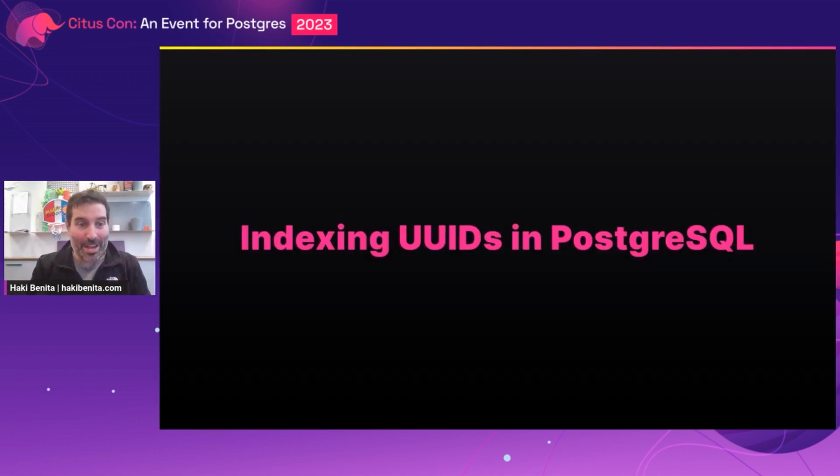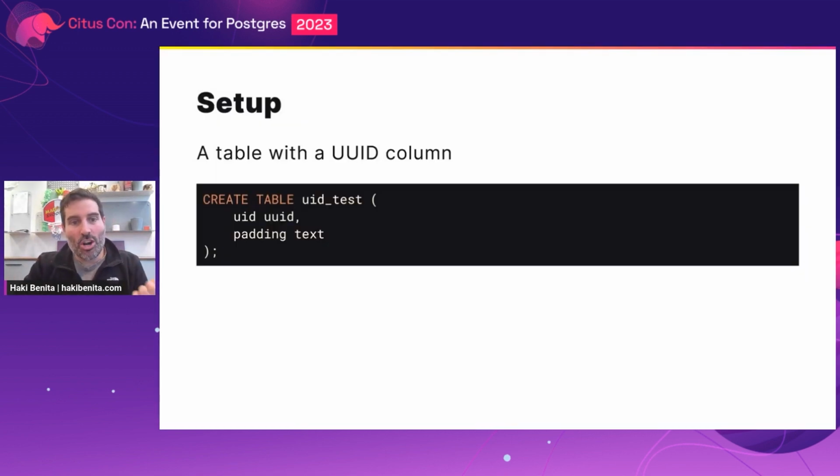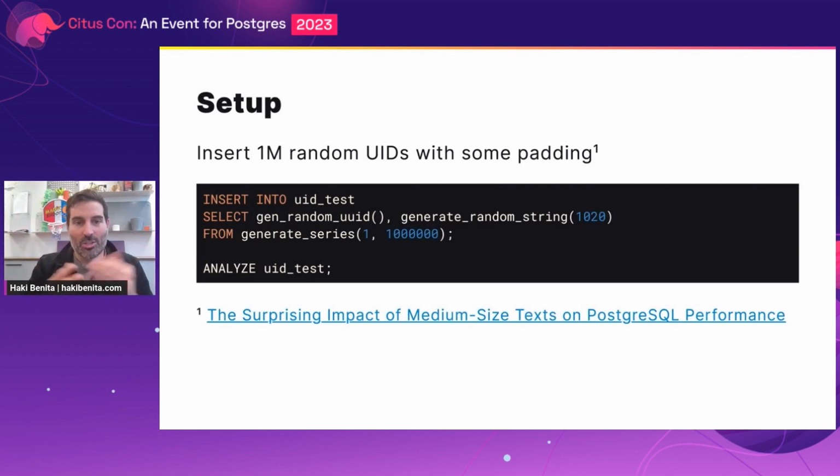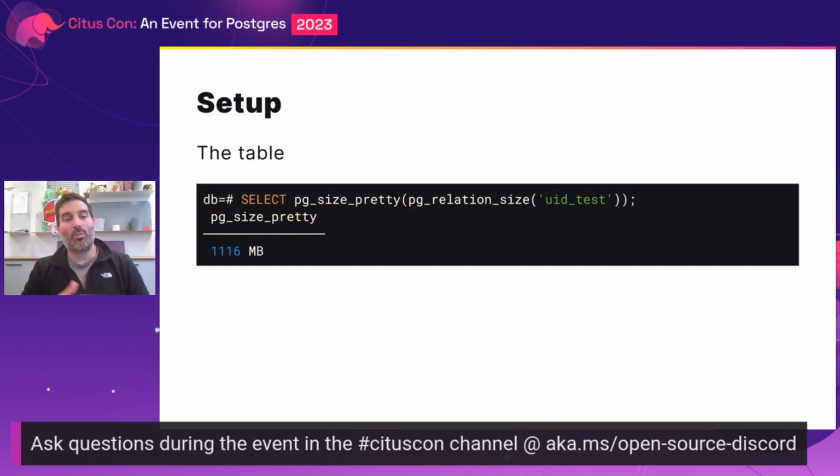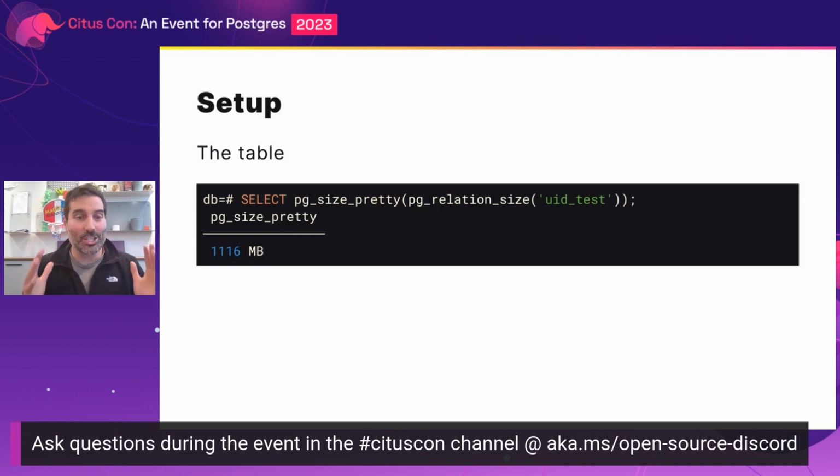So now that we understand the benefits of UUIDs, let's talk about how you index them in Postgres. To start off, we are going to set up a table with a UUID. We're using the UUID built-in type in Postgres, and we're using a text field just to make the table a bit big. So this is what it looks like. We are inserting 1 million rows into the table, and we're using gen_random_uuid to generate the random UUIDs. We then analyze the table. We get a table which is roughly 1 gigabyte in size.